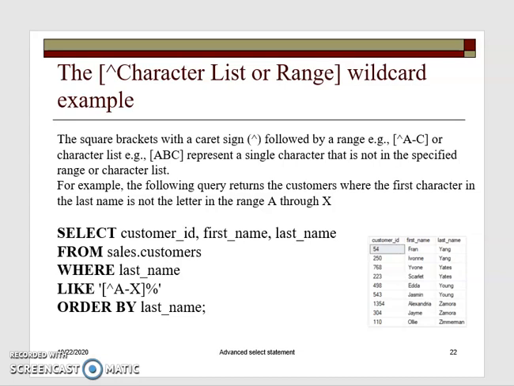Then we have the last pattern that we use: the square brackets with the caret sign, followed by a range or character list. For example, if you have A, B, C, it represents a single character that is not in the specified range or character list. For example, the following query returns the customers where the first character in the last name is not in the range A to X. I think that is pretty clear. So here we want you to return all the last names, but their first characters should not be within the range of A up to X, if you use the caret sign.